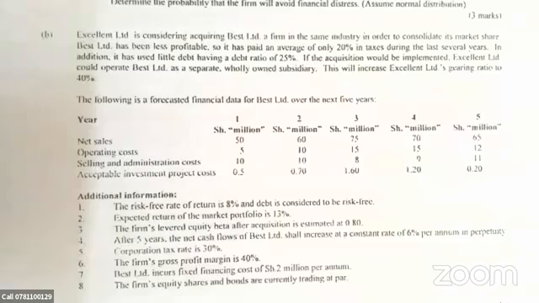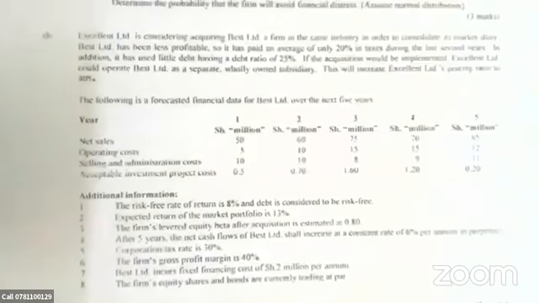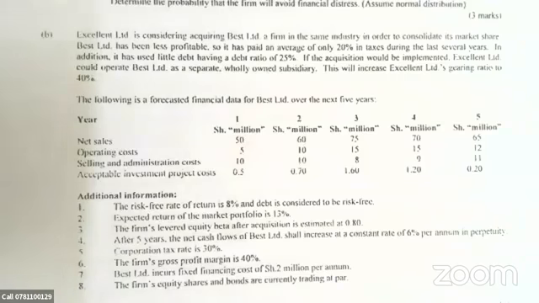The following is forecasted financial data for Best Limited over the next 5 years. So we have year 1 up to year 5. We are given the net sales in millions. We have the operating cost, selling and distribution expenses, administrative expenses, acceptable investment project. Those are the capital expenditure. Additional information. Number 1, the risk-free rate of return is 8% and debt is considered to be risk-free. The expected return on market portfolio is 13%. The firm leverage equity beta after acquisition is estimated to be 0.8.